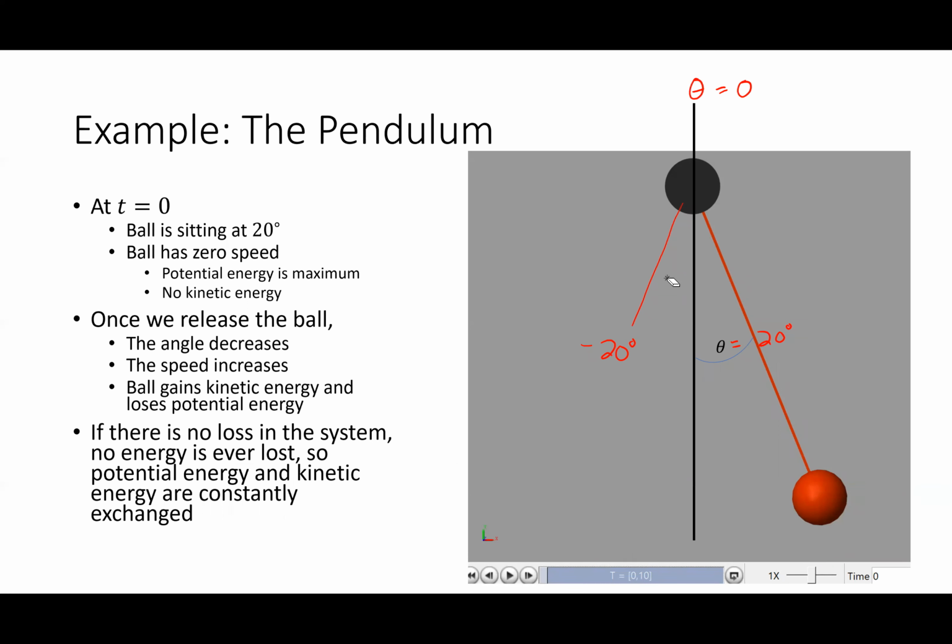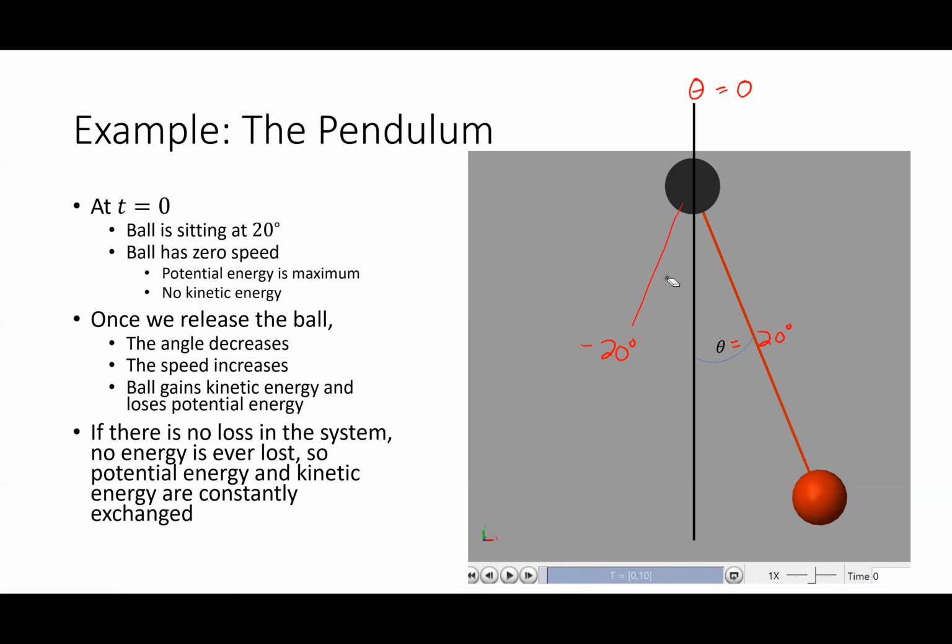Now, if there's no losses in that system, what's going to happen with that ball? What's it going to do? It's going to go on forever, right? It's going to start at 20 degrees, it'll get to negative 20, and it'll just go back and forth and back and forth like that.